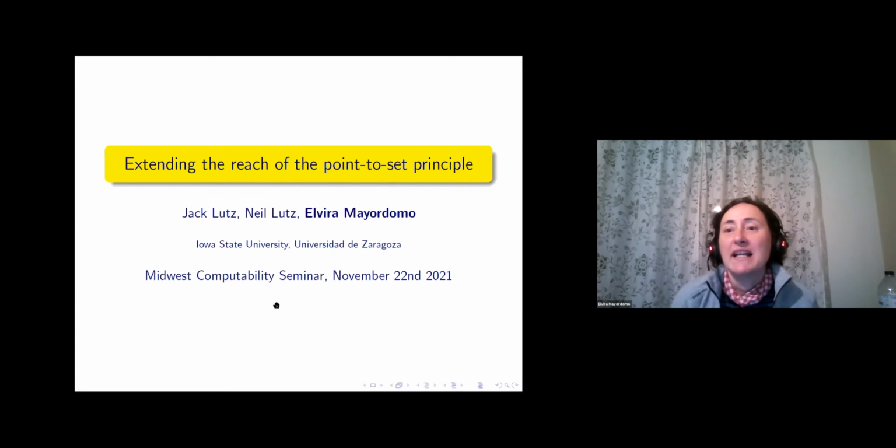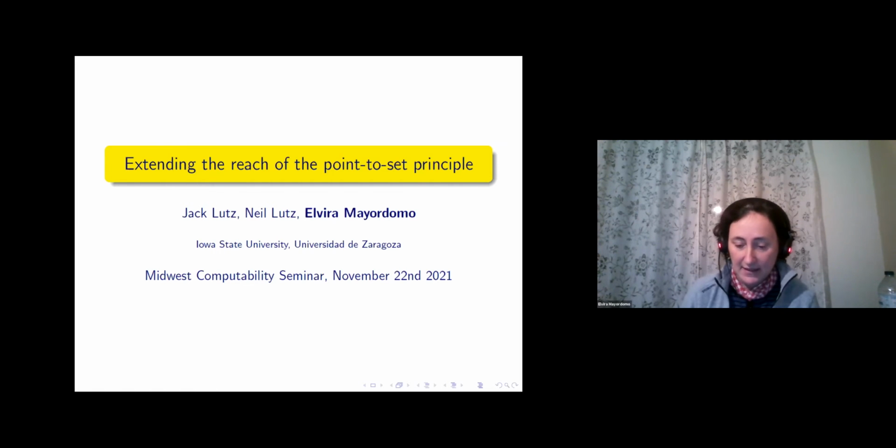So let me talk about the point to set principle. This idea of the point to set principle is an interesting way of using computability methods in geometric measure theory. My plan today is to talk to you about this a little bit, and in particular, getting out of the Cantor space and getting out of our usual uniform metric measure.